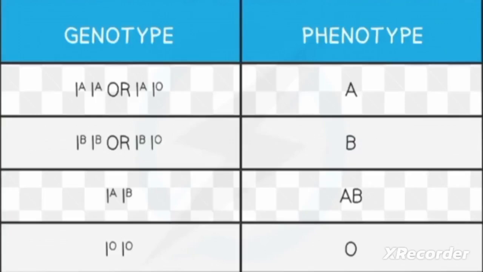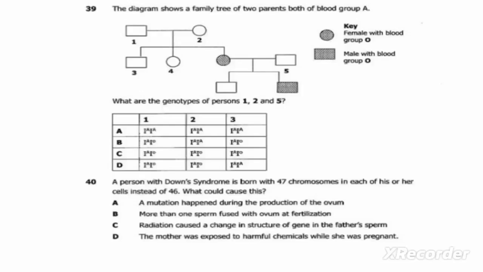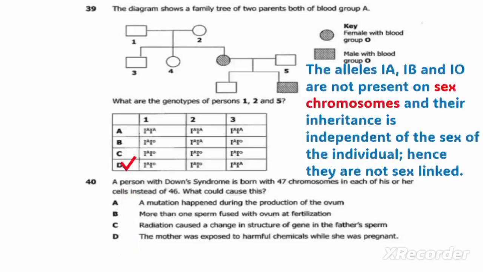So we have the genotype and we have the phenotype. The genotype is the genetic makeup. The phenotype is something that we can see with our naked eyes. So our correct answer, according to the number given here, which is 5, is D. Our correct answer is D.